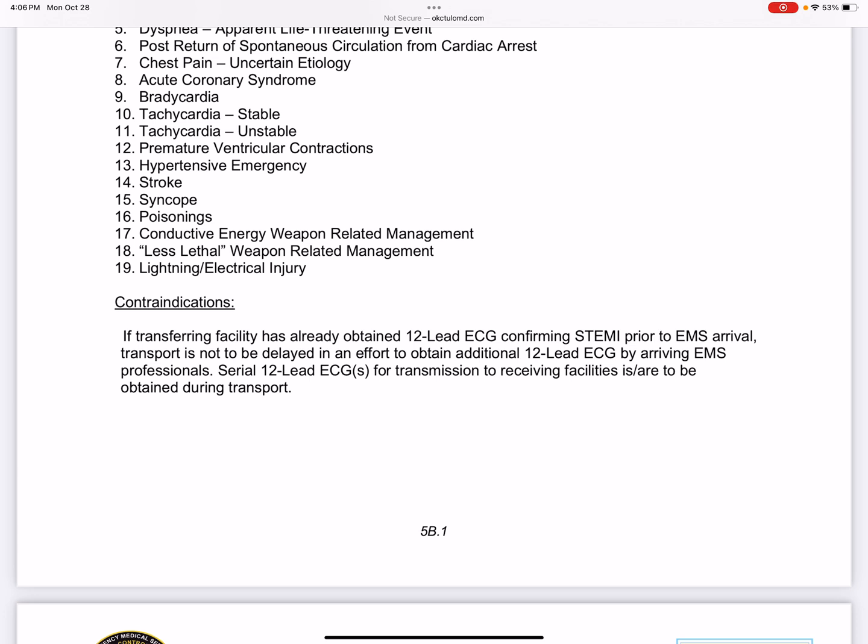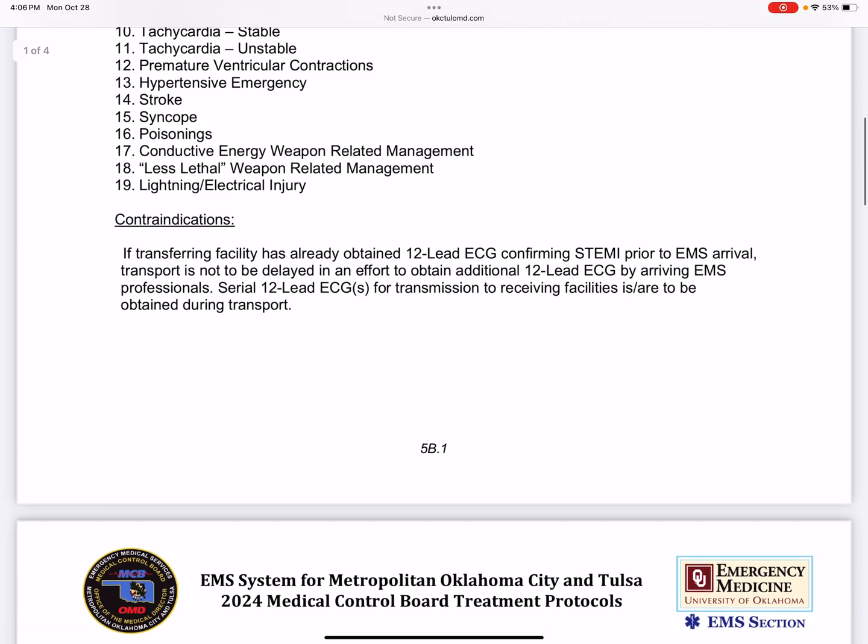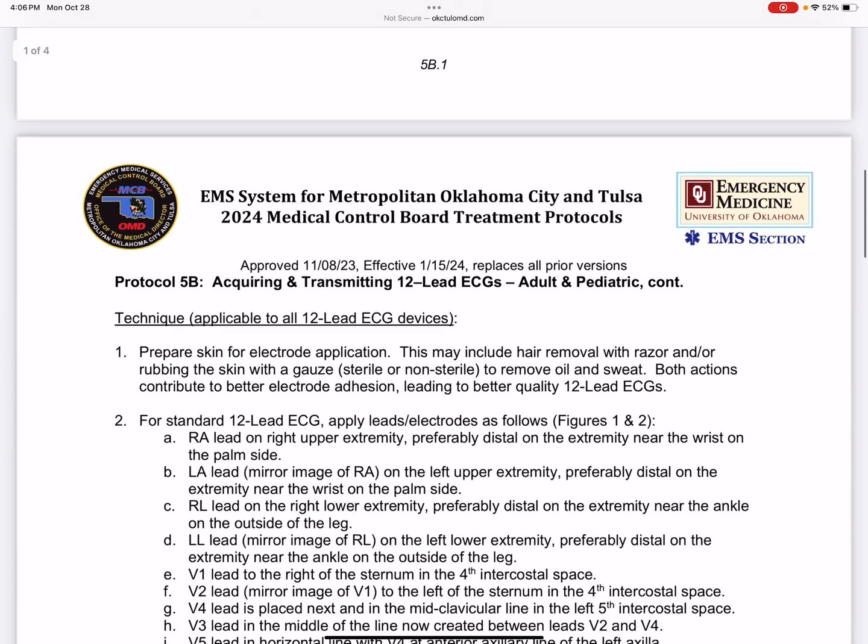So pretty much that's the only contraindication, and what that's saying is if you're picking up a transfer from a facility and they have already determined that the patient is having an active STEMI and they're being transferred to a different hospital for better care, cath lab, whatever it may be, then we're not going to delay care to get our own 12 lead. We can take their 12 lead with us. Most of the time they'll have already sent that to the receiving hospital or whatever it may be. So just don't delay care to do another 12 lead. We want to get that patient in the right place as quickly as possible.